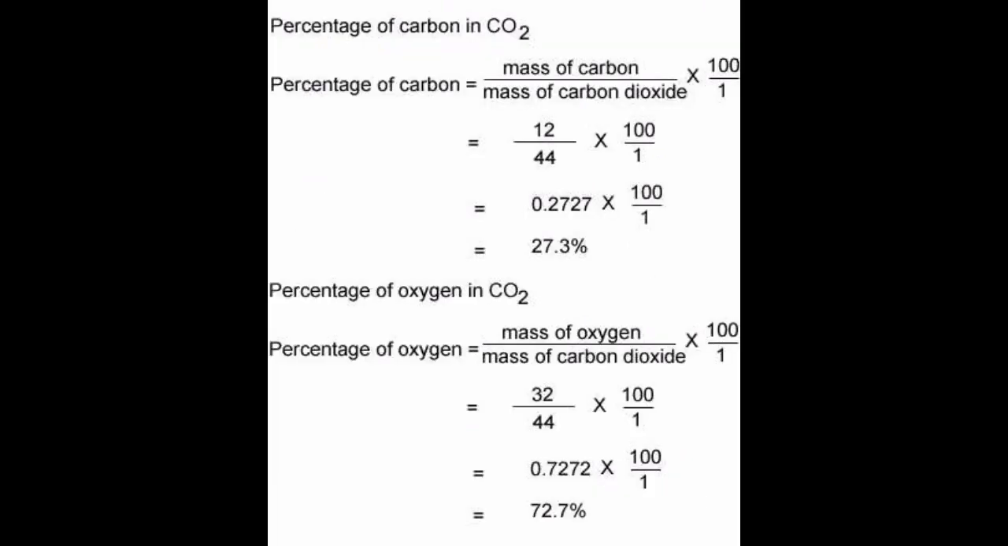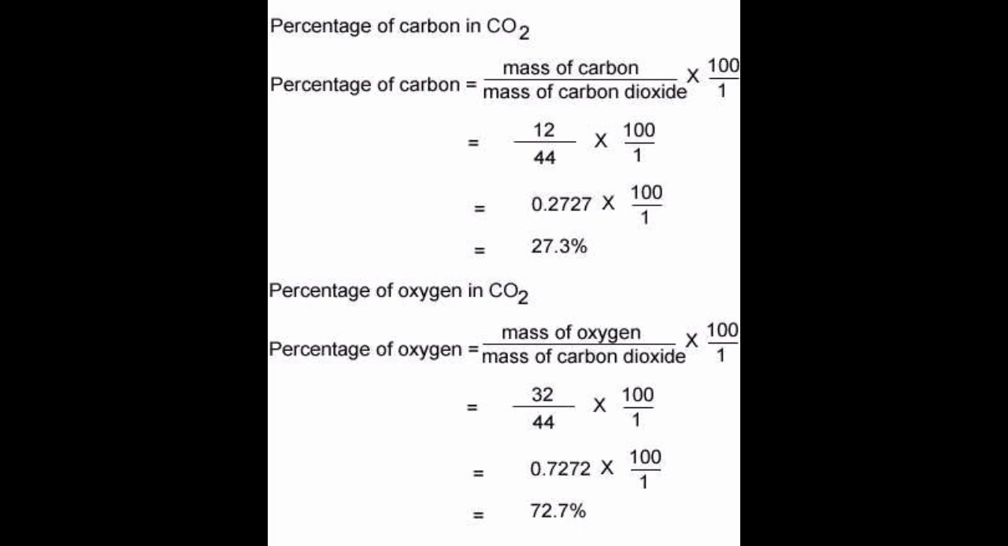I'll give you yet another example to find out the mass percentage of carbon and oxygen in carbon dioxide. Here the molecular mass of carbon dioxide is 44, and to find out the percentage of carbon, mass of carbon divided by mass of carbon dioxide into 100. Here the mass of carbon is 12, for only 1 carbon atom. So 12 divided by 44 into 100. You will get the value 27.3 percent. That is the percentage composition of carbon in carbon dioxide.